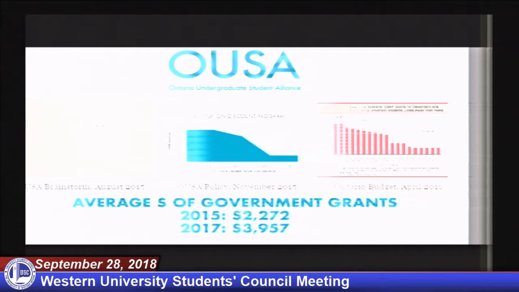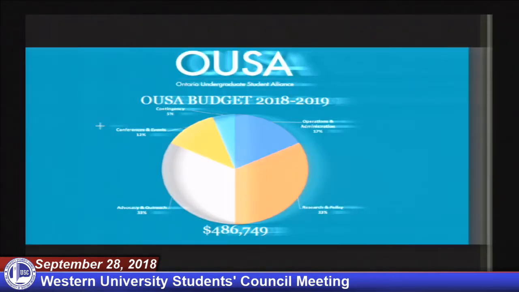So, and this is based on our survey that we do every other year for all of our member campuses. So in 2015, the average amount of government grants that students said they received from OSAP was $2,272, and in 2017, the average was $3,957. So these are the everyday impacts that USC is making for you and your peers and people afterwards.